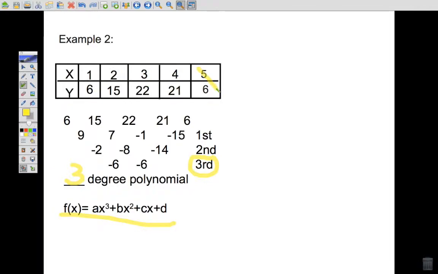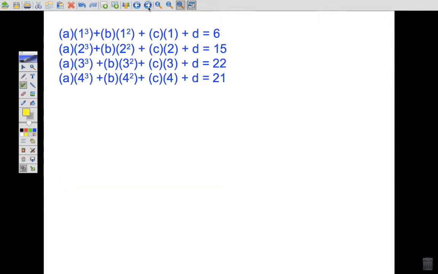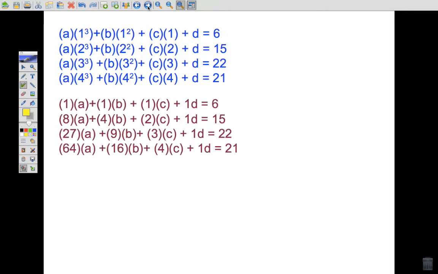We don't need the 5, 6. It was important to have it during the finite difference process, but now because our equation has 4 unknowns, I'm only going to need to use 4 of those ordered pairs. So I'm going to carefully substitute each ordered pair into my format, clean each equation up, and now I can write my coefficient matrix.